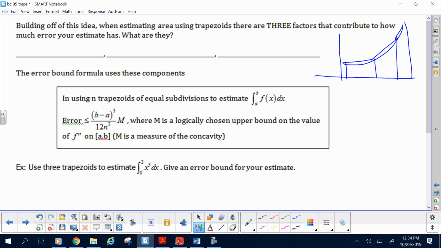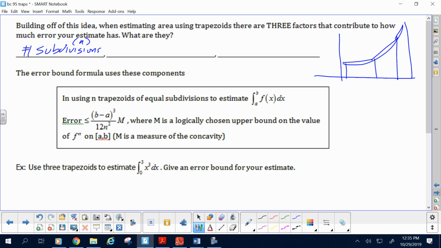And so, give me one thing that'll contribute to error. Okay, yeah, the number of subdivisions. We'll call that n. All right, what else?